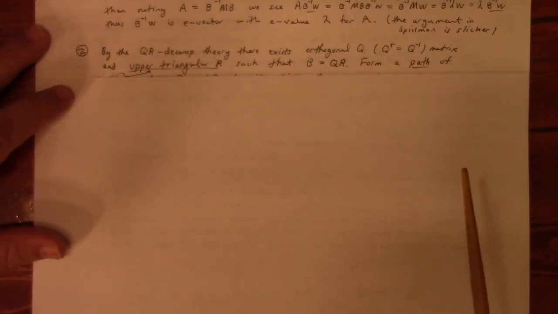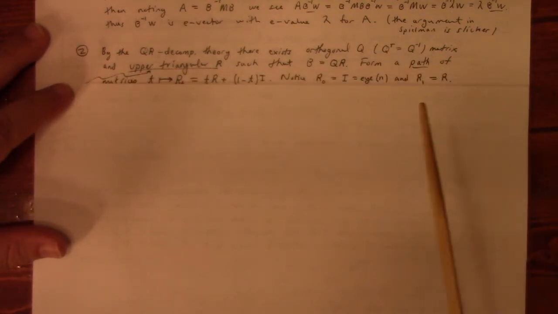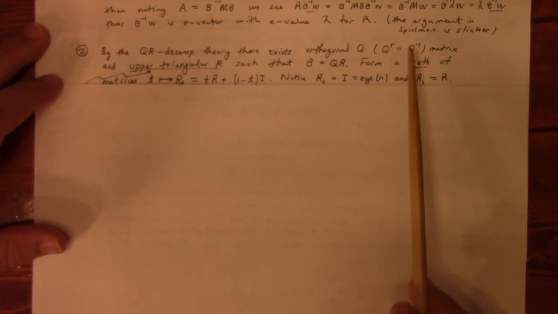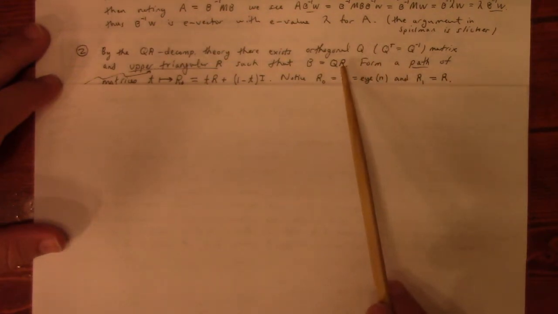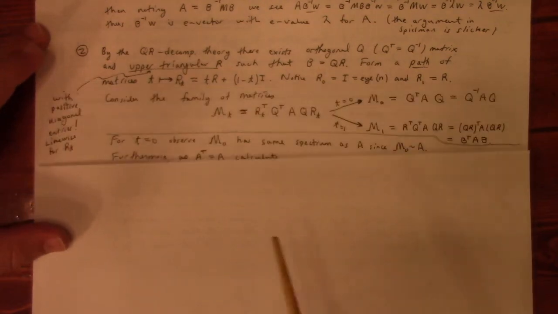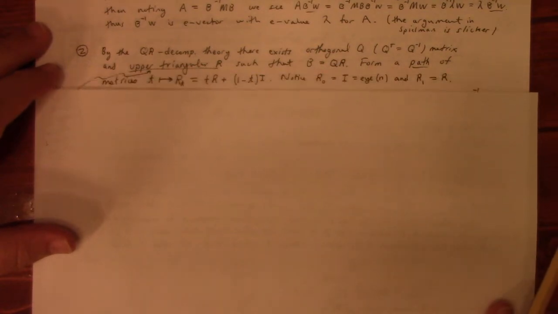All right. So, by the QR decomposition, and this is using that Gram-Schmidt hocus pocus, so to speak, you can find an orthogonal matrix Q and an upper triangular matrix R with positive diagonal entries, such that B is equal to QR. This is the QR decomposition. And then we use a trick. We form a path of matrices.